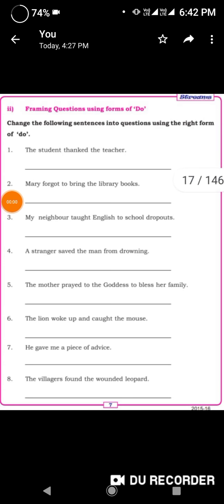Hello students, in this class I am going to explain to you the use of do, does and did correctly. Framing questions with the forms of do.